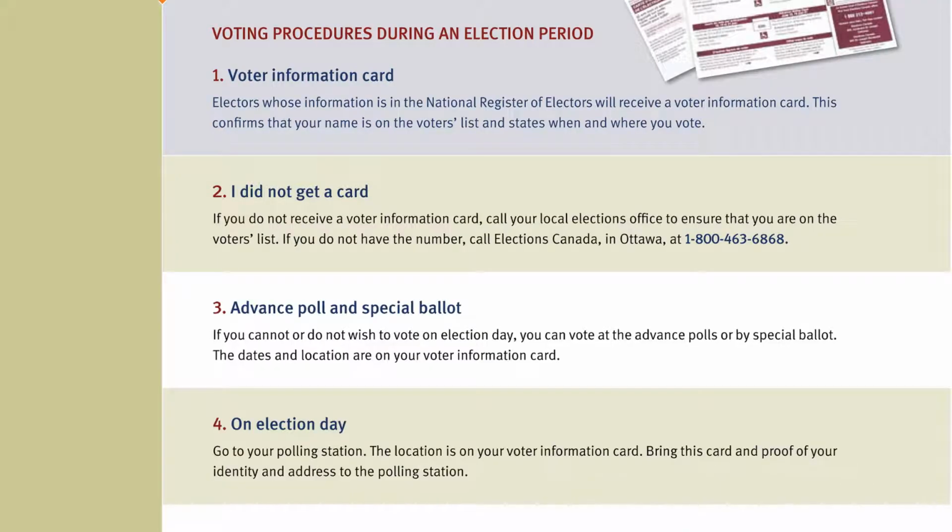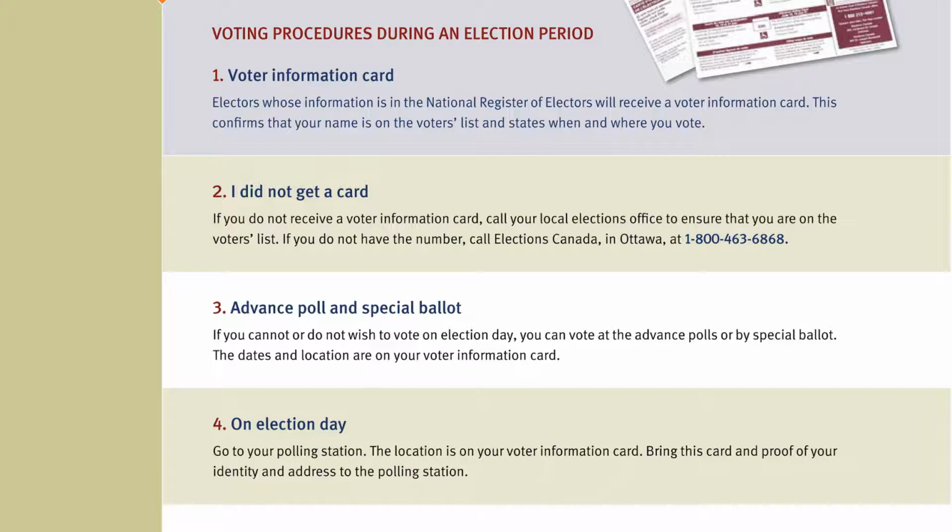Voting procedures during an election period. The following provides more information about voting in Canada. The Voter Information Card. Electors whose information is in the National Register of Electors will receive a Voter Information Card. This confirms that your name is on the voters list and states when and where you vote.